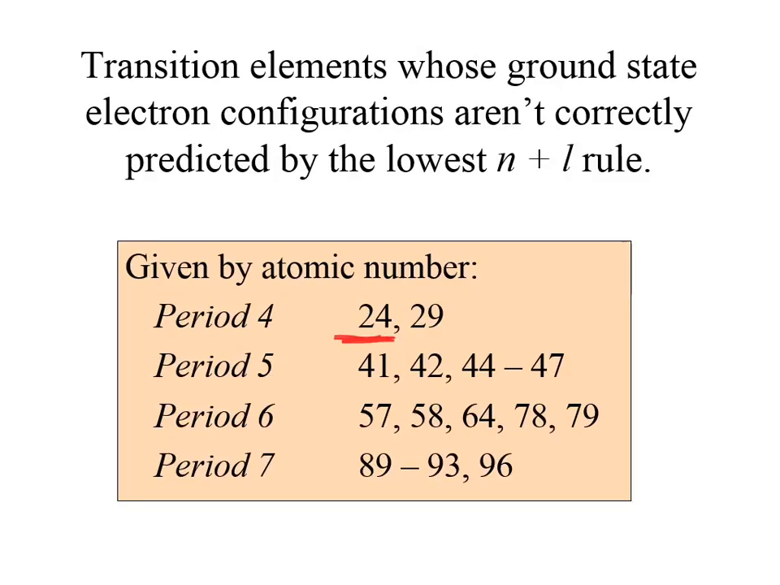So I'm hoping you would already figure this: 24 protons, atomic number 24, that's chromium. You don't have to memorize this list. Another exception occurs in the same period. It's atomic number 29, so it's copper. Copper is an exception to the lowest n plus L rule. Then in period 5, there's several elements that don't follow the rules.